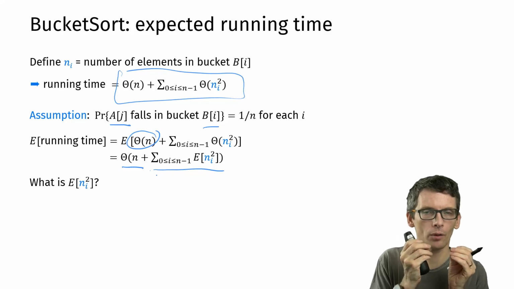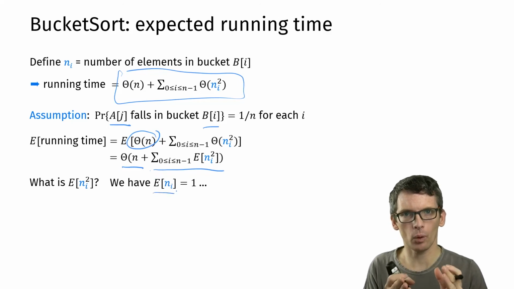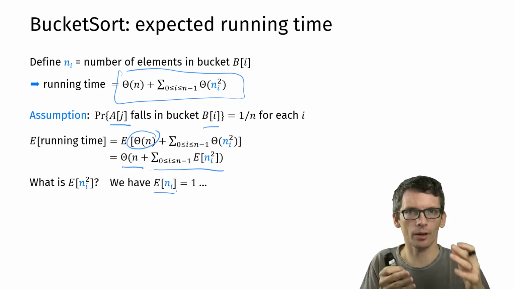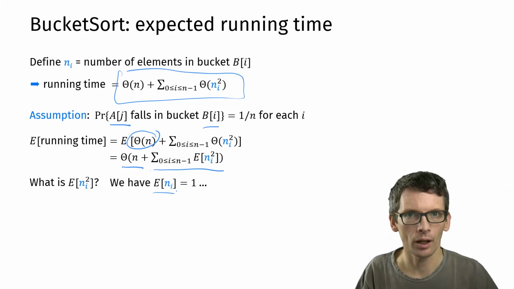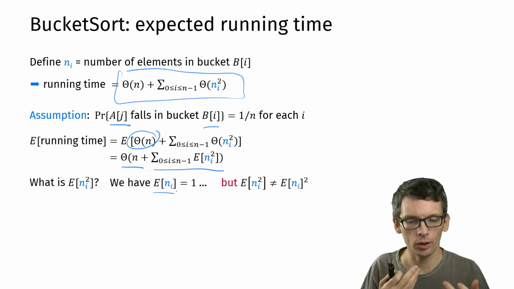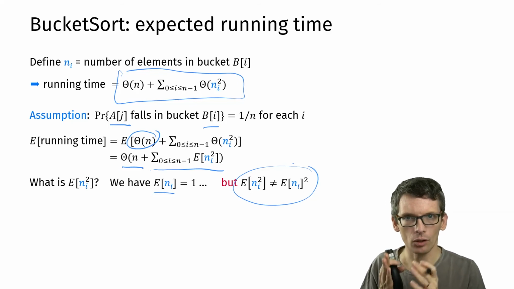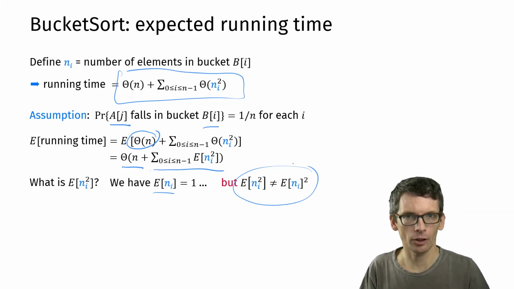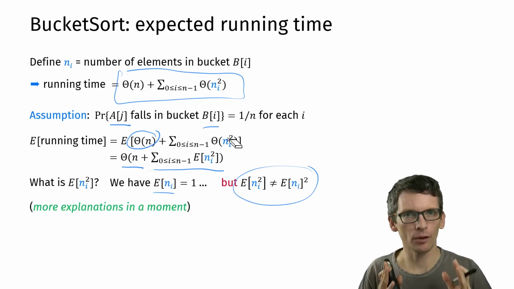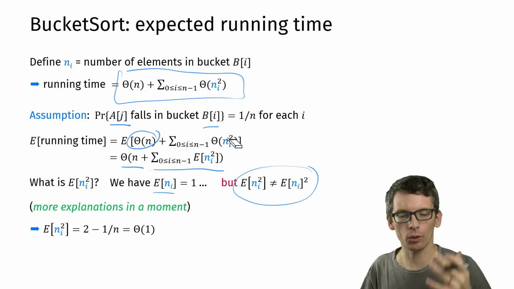The expected number of elements that fall into one bucket, so the expectation of ni, is simply 1. The average number of elements per bucket is 1 because we have n buckets and n numbers, so on average that gives me 1 number per bucket. Unfortunately, that does not allow us to make a conclusion about ni squared. So it is not true that the expectation of ni squared equals the expectation of ni, squared. That would be too nice. It's not what happens. I will give you more intuition about what E of ni squared is in a moment, but let's first give you the solution.